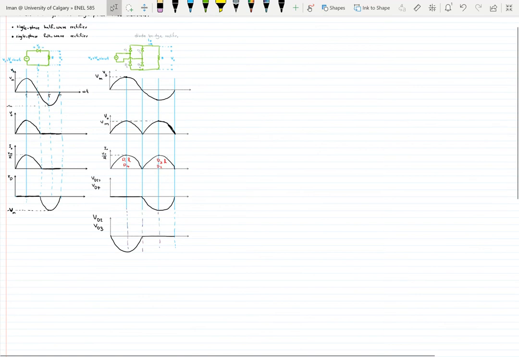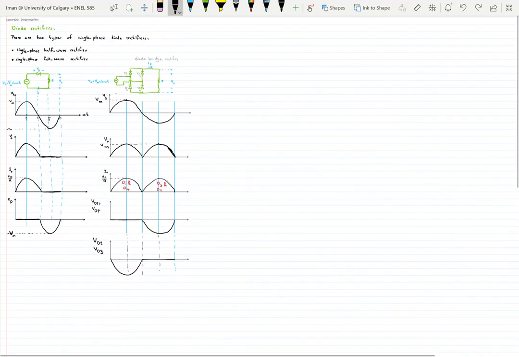Okay, so let's look at the half wave and full wave rectifier. So the half wave rectifier, as you can see here, the difference: the output voltage only rectifies half of the line cycle, whereas in the full wave, it rectifies both the half cycles, the negative and the positive half cycle. And that's the main difference. So now let's look at some of its performance parameters.